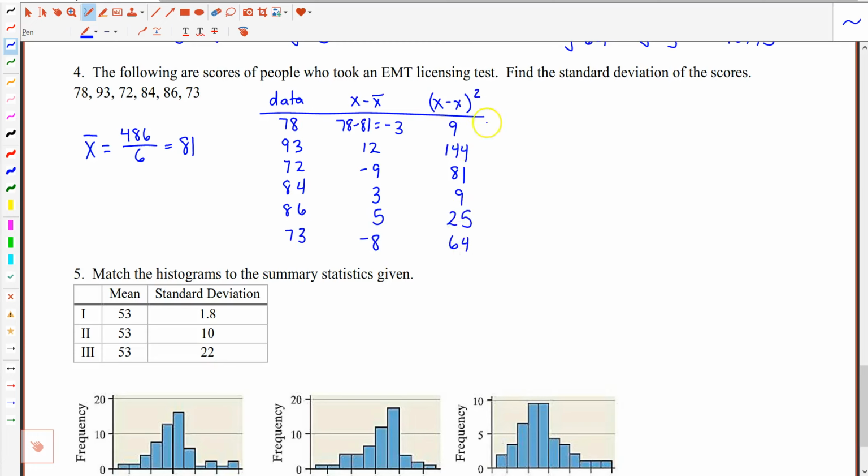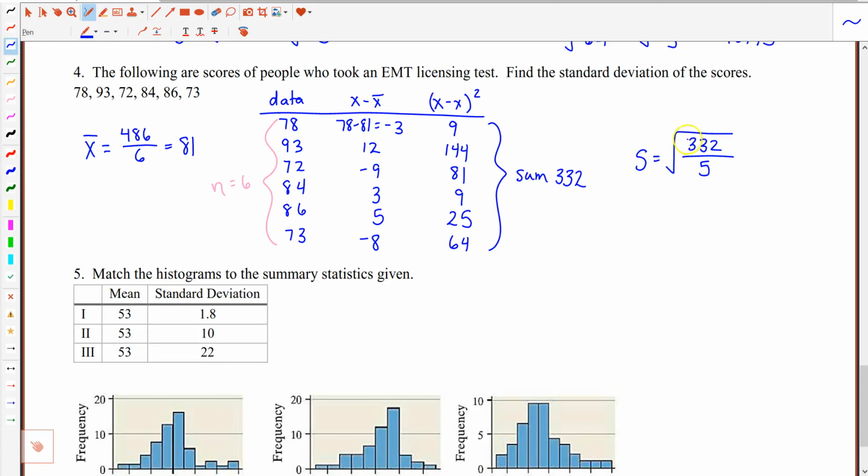For these squared deviations, let's find their sum. If you were to add up all these values right here, they would sum to 332. So now I can find my standard deviation. The standard deviation S is going to be the square root of this sum, 332, divided by n minus 1. In this data set, my value for n is 6. So my denominator right here is going to be 6 minus 1, or 5.